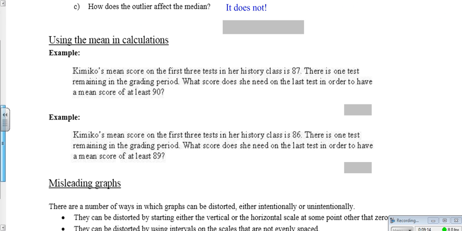Using the mean in calculations. All right, we see this question a lot, and I'm asked this question a lot by students. Kamiko's mean score in the first 3 tests, so let's get some key things here. First 3 tests in his history class is 87. That's his average after 3 tests.